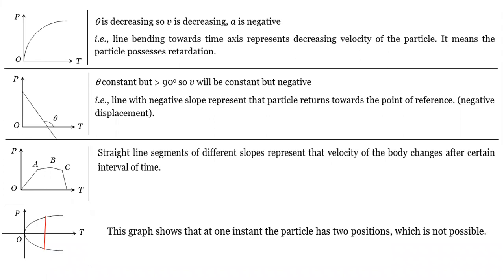Yeah, Vansh. Sir, can you please explain the last graph? The last graph is nothing but, see the red line I made: at one time the particle is shown to have a positive displacement and also a negative displacement. So a particle cannot be at two different positions at the same time.